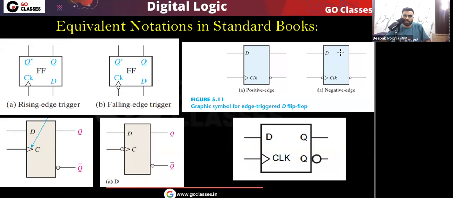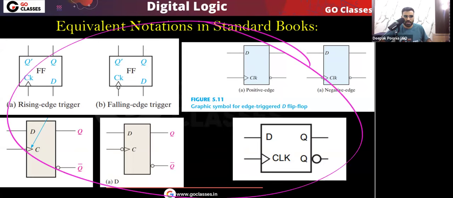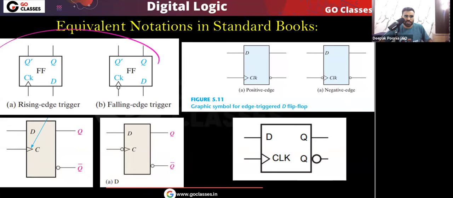Let me tell you, for example, this screenshot is from Morris Mano. This screenshot is from Charles Roth. This screenshot is from the book by Floyd. And this screenshot, I think, is from one other book. Okay, I'm forgetting the name of the book, but basically I have taken screenshots of flip-flop notations, or I can say flip-flop logic symbols, from different standard books. You can notice one thing. This screenshot is taken from Charles Roth.